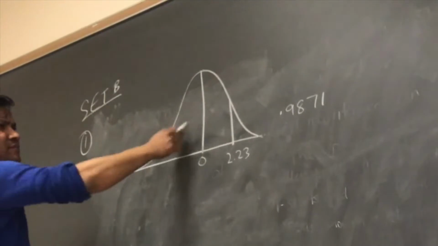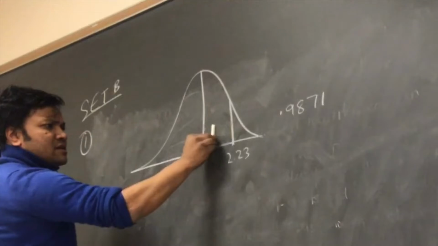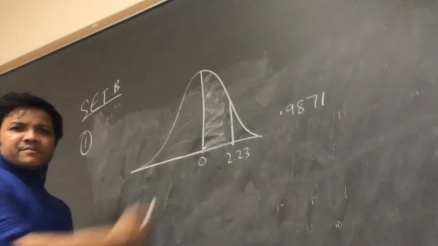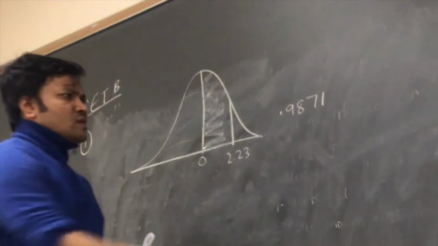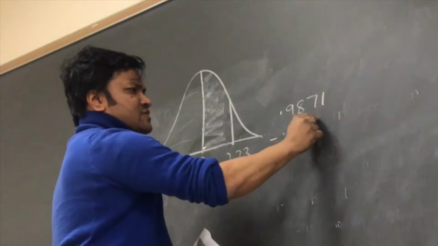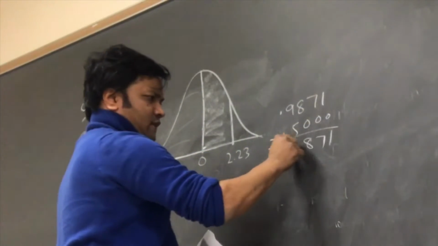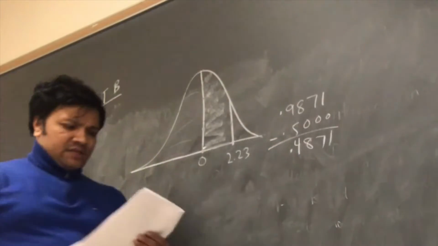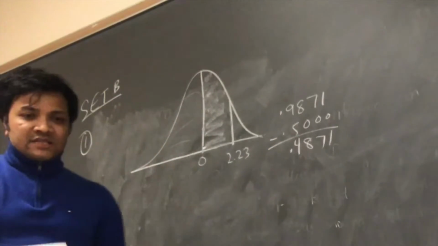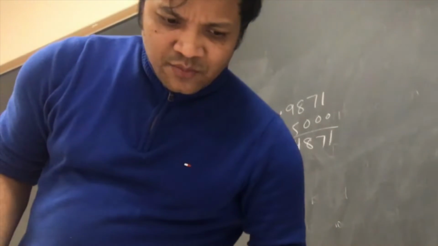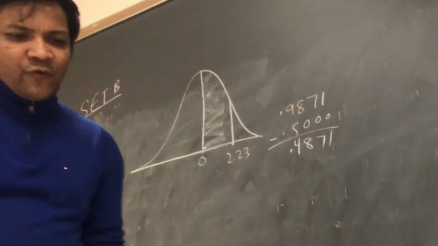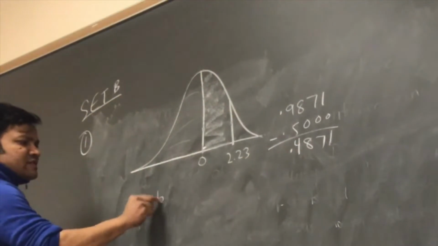Minus this, because you only need this. Does that make sense to everyone? Okay. So minus 0.5000, and that would be 0.4871. Alright. Is there any answer choice like that? Yes, B, 0.4871. So B is the correct answer.